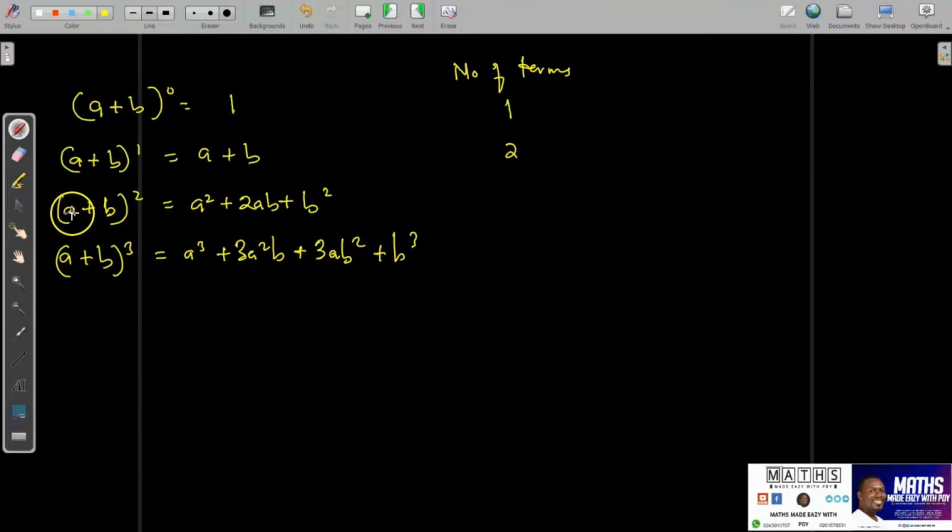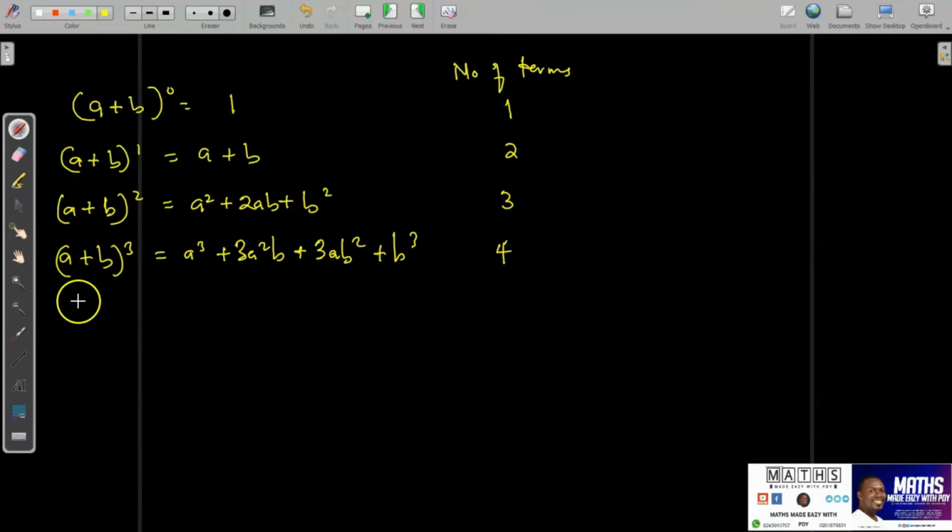The expansion for a plus b all to the power 2 gave us a squared plus 2ab plus b squared. How many terms did we get in all? We had 3 terms. Good. a plus b all to the power 3 gave us what we have here. How many terms do we have in all? 4. Now, it tells you something.